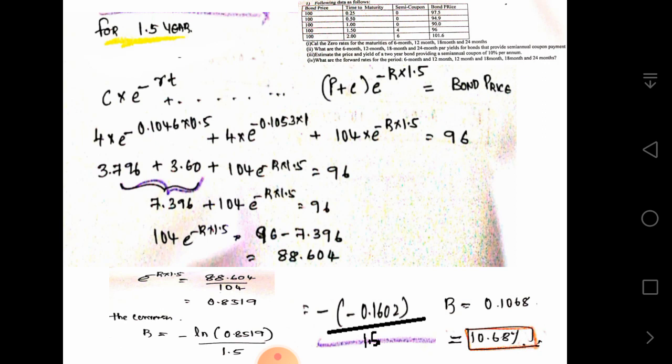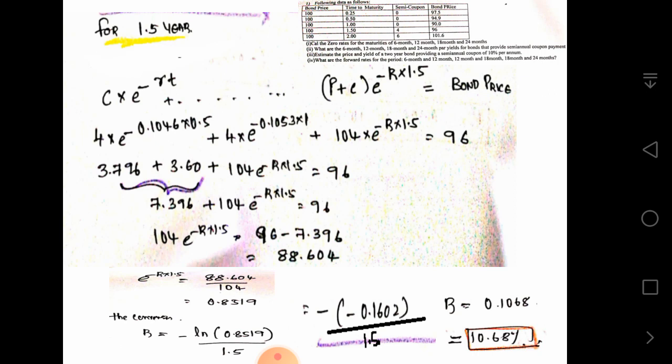By default we all know that is a 1.5 year bond, equal to the current market price of the bond, that is 96. So if I simplify the first two terms, 4 into exponential to the power of minus r into t, for 6 months plus 1 year, I will get the value 7.396 plus 104 into e to the power of minus r into 1.5 equal to 96, right?